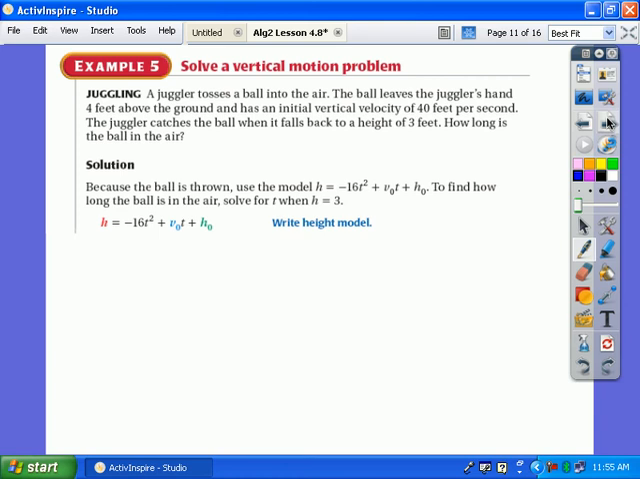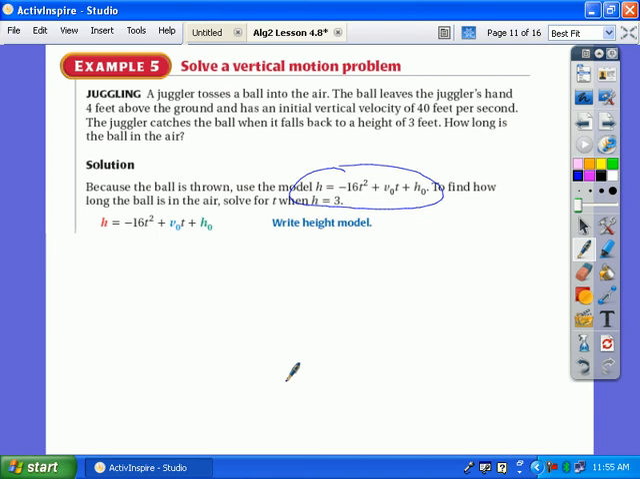So the juggler catches the ball when it's at a height of 3 feet. So what happens is he throws it at 4 feet and catches it a foot lower after it's gone through the motion in the air. And so the question is, how long is the ball in the air? And so we have this model. A model is nothing more than an equation, and this equation has some variable inputs that we need to go through and define.